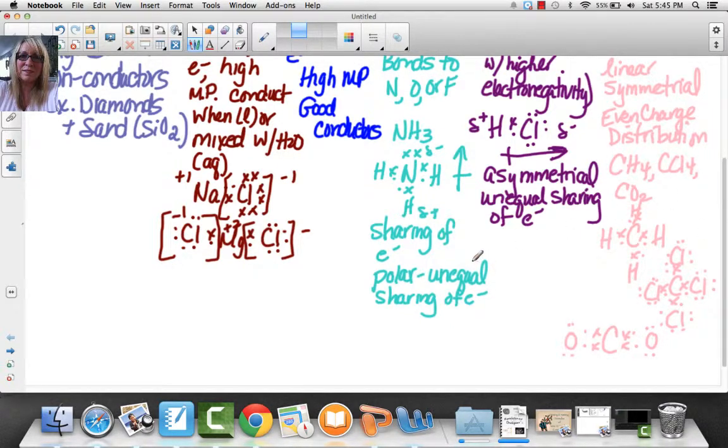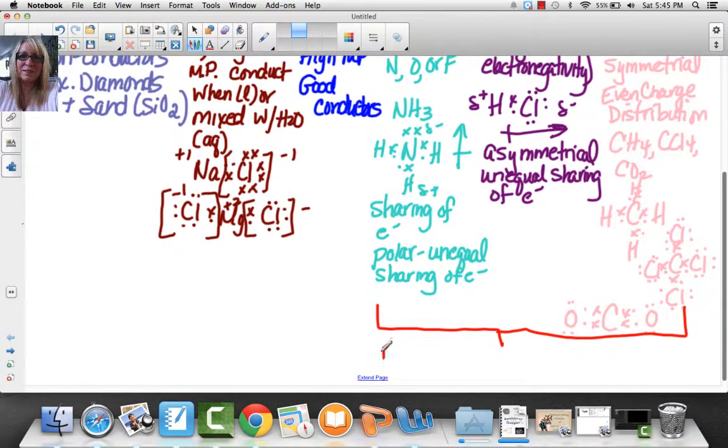One thing that we have to know about all of these, so these last 3, is that they are all poor conductors, and they all have low melting points. And they're usually a solid, or a soft solid, a liquid, or a gas.